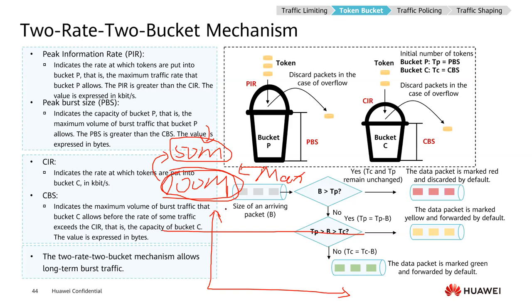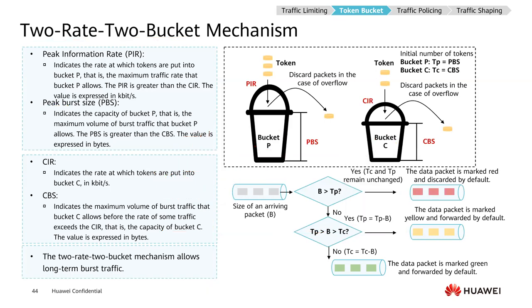So our devices must have some way to handle this kind of situation. That is where we use the two rate two bucket. The two rate two bucket has two buckets: bucket P stands for the peak, and bucket C stands for the commit. The two buckets have two rates. Tokens are put into the P bucket at the PIR, the peak information rate, and into the C bucket based on the CIR.